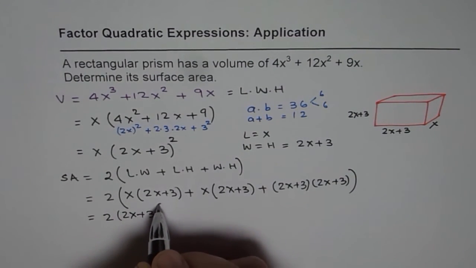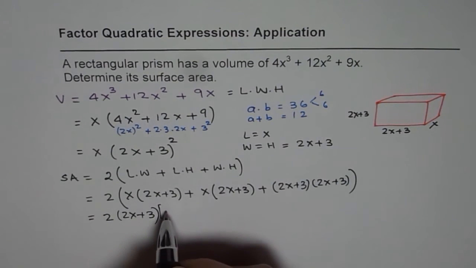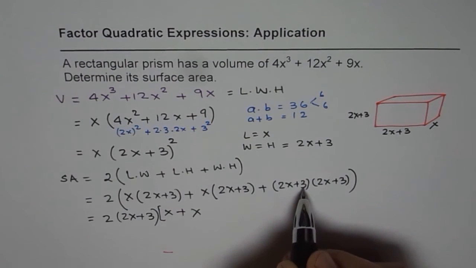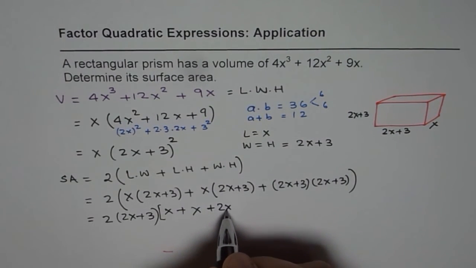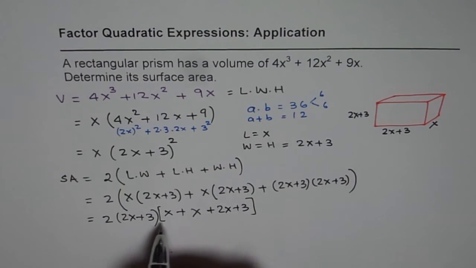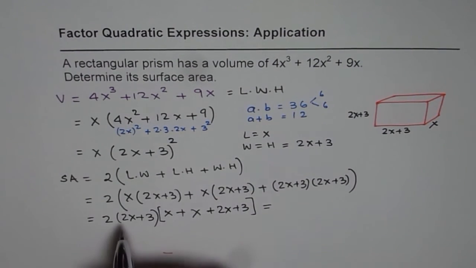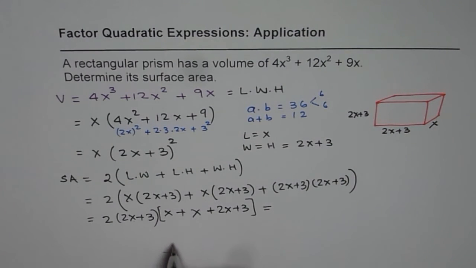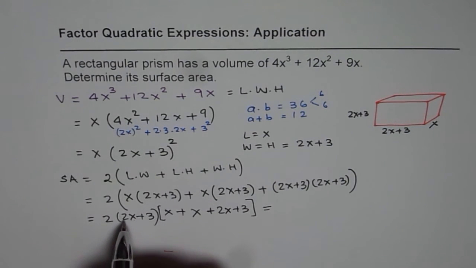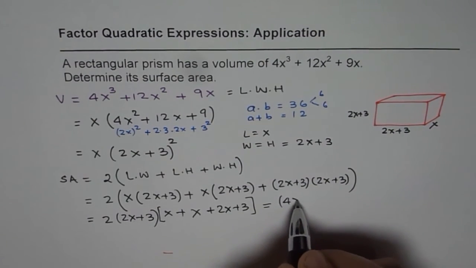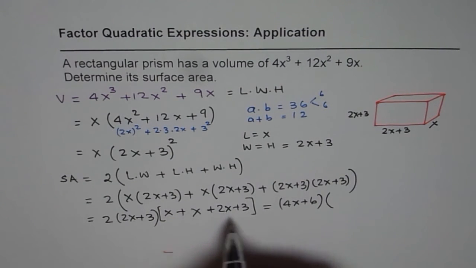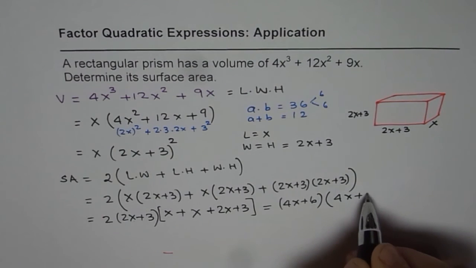So we get 2x plus 3. We are left with x here plus again x here, and in this expression we are left with 2x plus 3. We can simplify this term, so I'll multiply these. Well, you can do it on your own. I have very limited space, so I have to close it here. So it is 4x plus 6. And here we get x plus x is 2x, 2x plus 2x is 4x. So we get 4x plus 3.